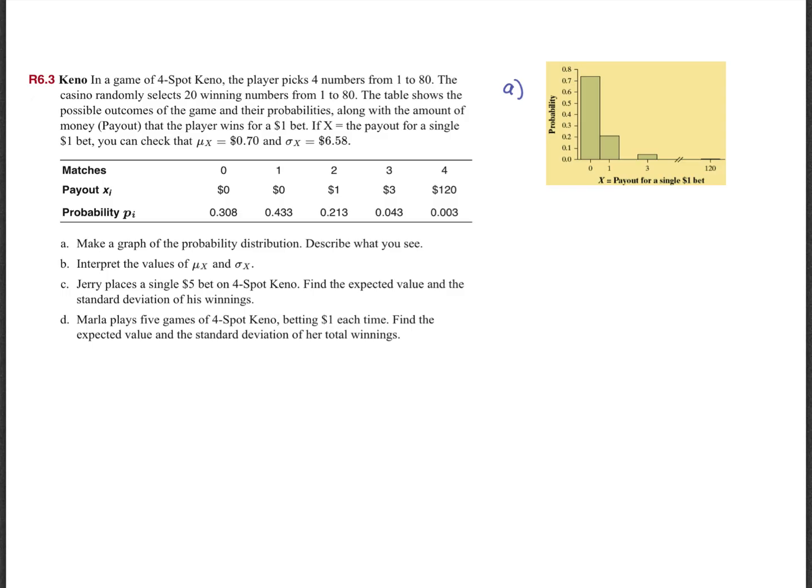Okay, when they say describe what you see, they mean describe the distribution. This is a distribution, so we'll do SOCV. So this is definitely skewed right.